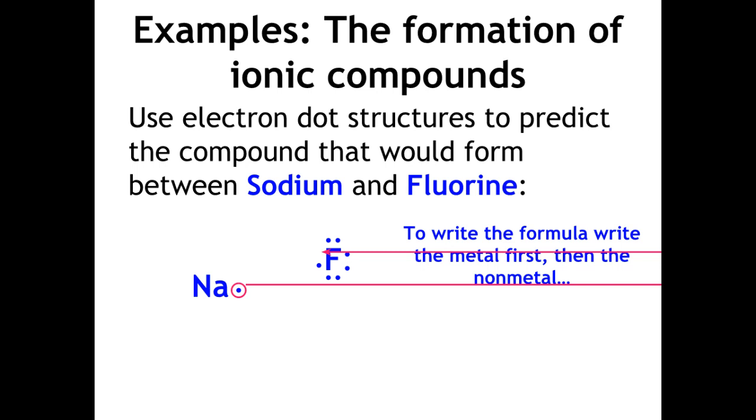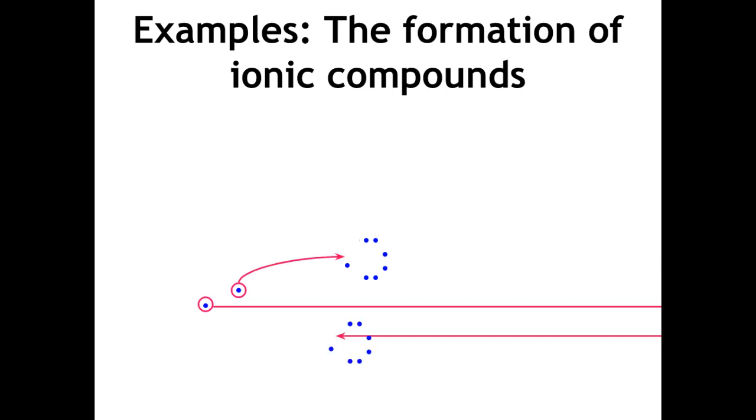So when these two combine, when they form a bond, because fluorine is very electronegative, it's going to steal or grab onto that sodium's poor little single valence electron. But when you write the formula, you first put down the metal, then you put down the non-metal. So this would be NaF, sodium fluoride.